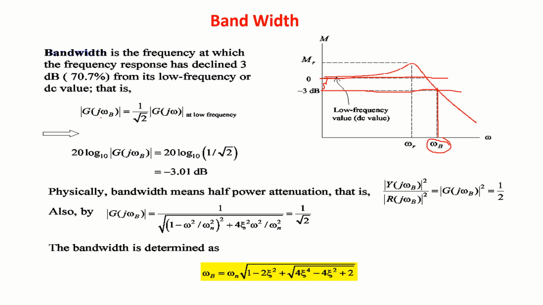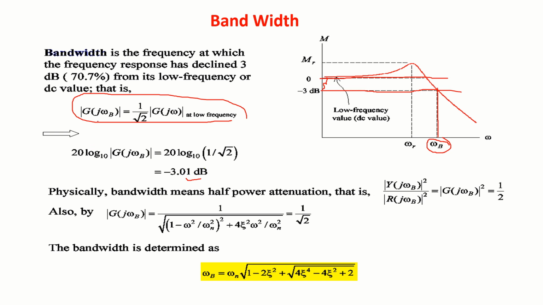The magnitude of G of j omega b must be 1 by root 2 times G of j 0. Right, that is the definition at low frequency. So that's how we are getting minus 3.01 dB, that is, 20 log root 2.